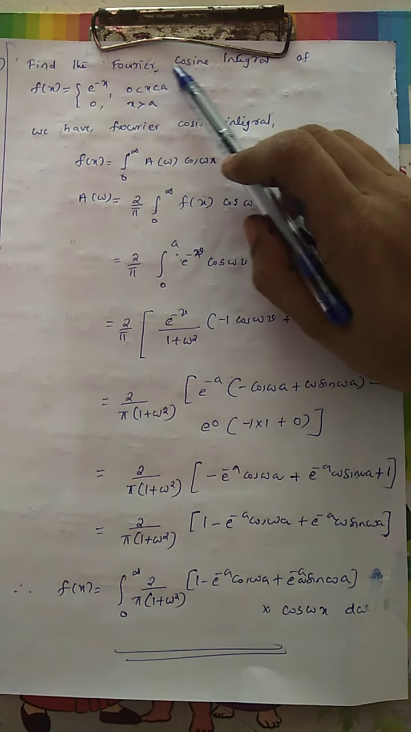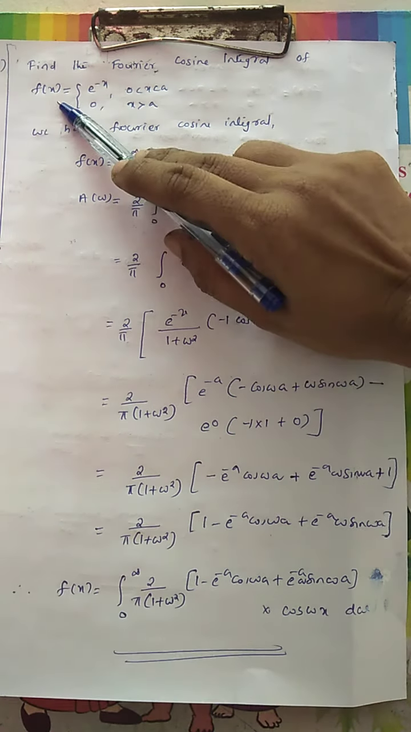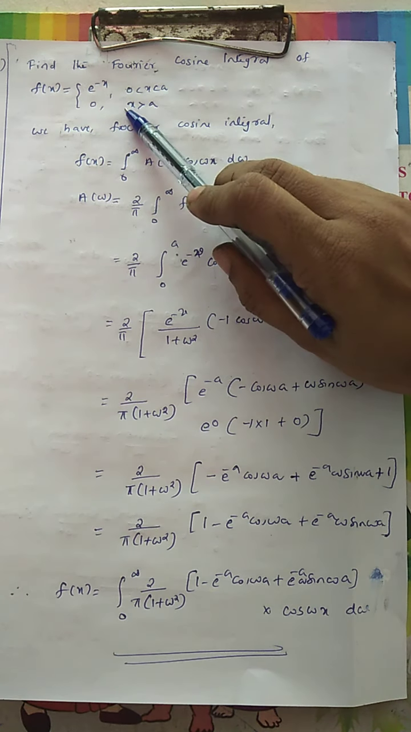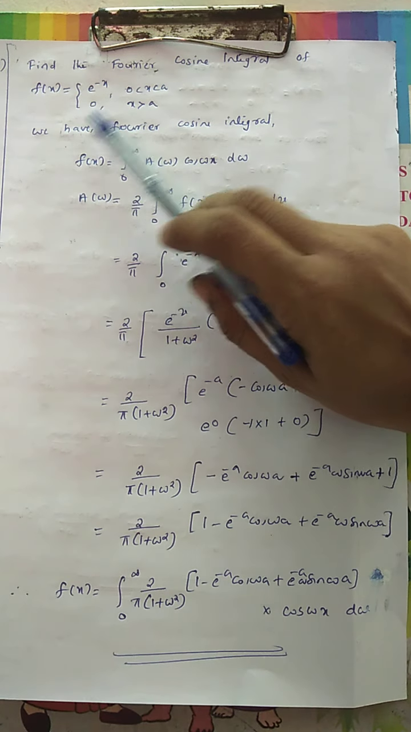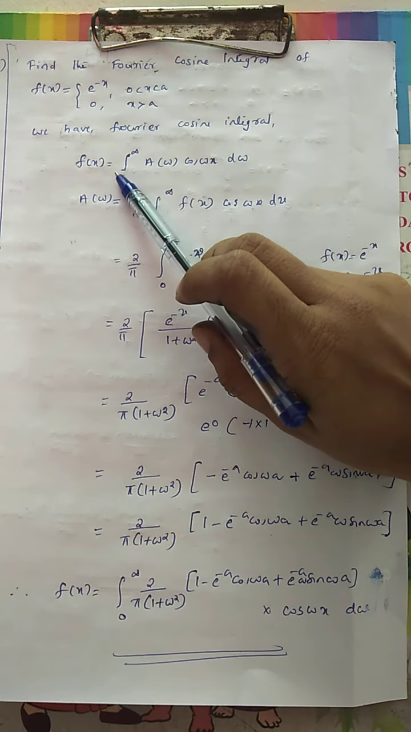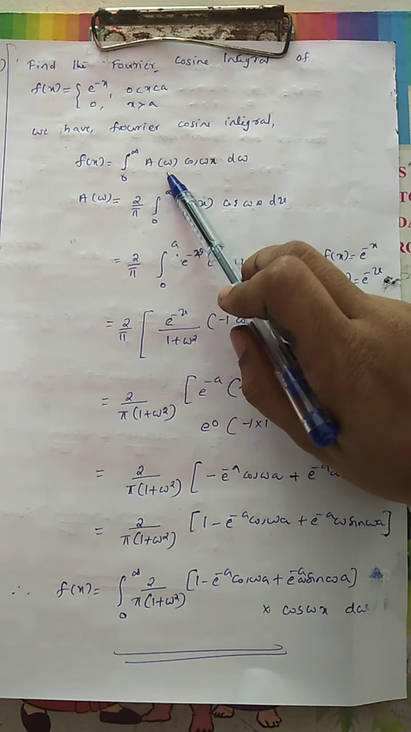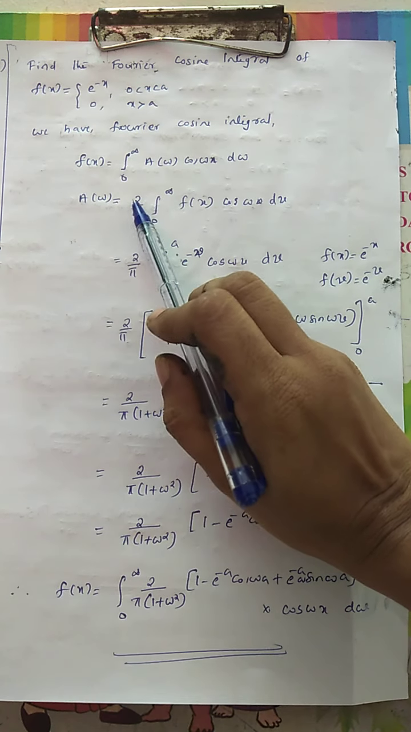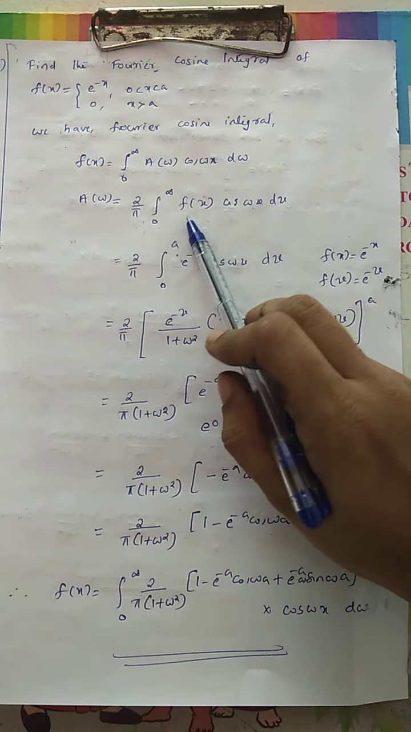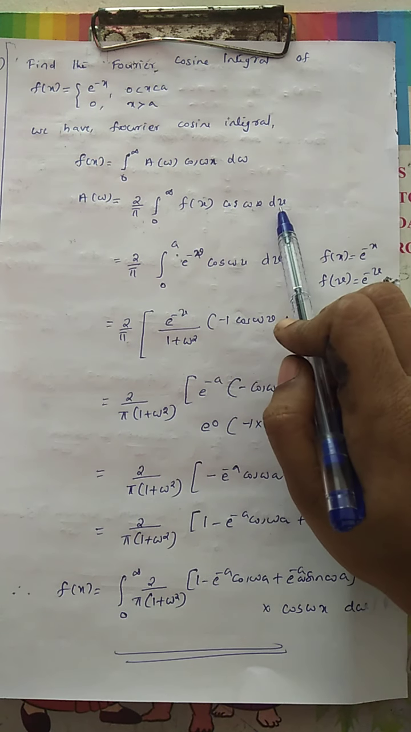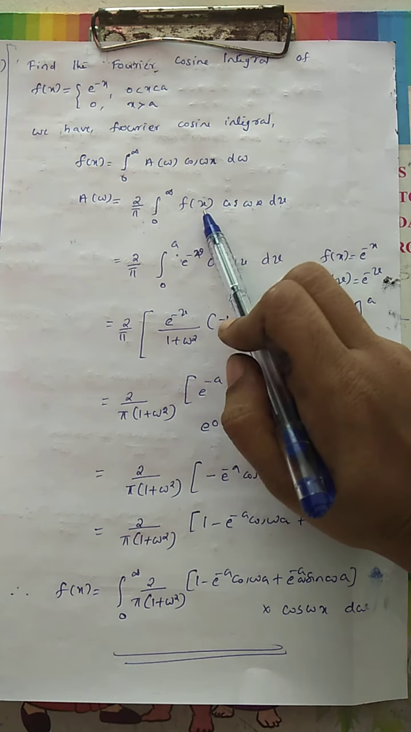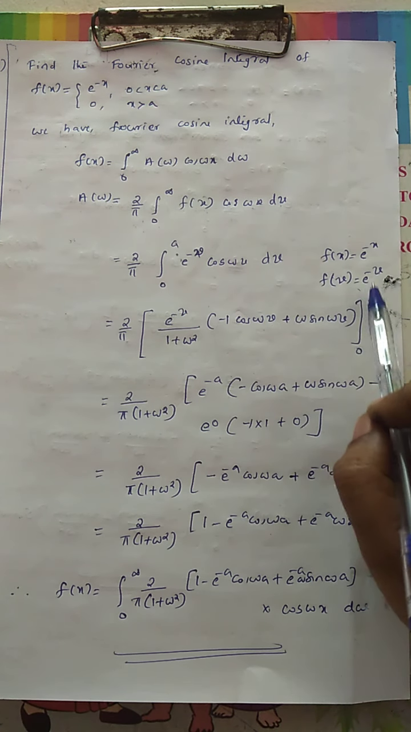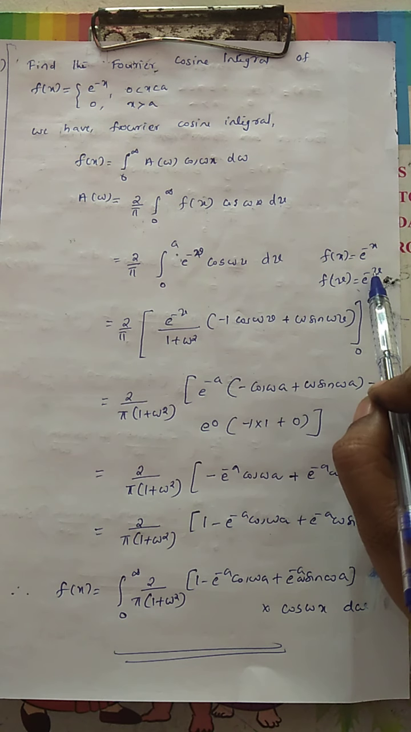Now another problem: find the Fourier cosine integral of f of x, where f of x is e raised to minus x for 0 less than x less than a and 0 for x greater than a. So our formula for the Fourier cosine integral is f of x equals integral 0 to infinity a omega cos omega x d omega, where a omega is equal to 2 by pi integral 0 to infinity f of nu cos omega nu d nu. So we will substitute for f of nu. Here f of x is e raised to minus x, so f of nu is e raised to minus nu. Replace x by the term nu.